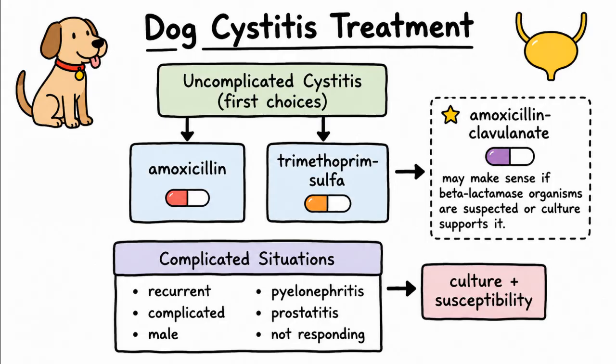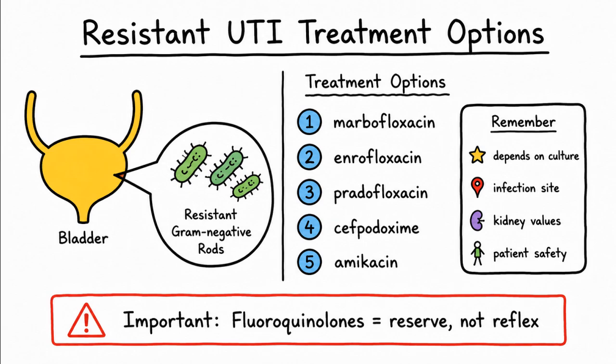If the case is recurrent, complicated, male, associated with pyelonephritis, associated with prostatitis, or not responding, I want culture and susceptibility. If resistance is present, the next choice depends on the organism. For resistant gram-negative rods, drugs like marbofloxacin, enrofloxacin, pradofloxacin, cefpodoxime, or amikacin may become options depending on the culture, infection site, kidney values, and patient safety.